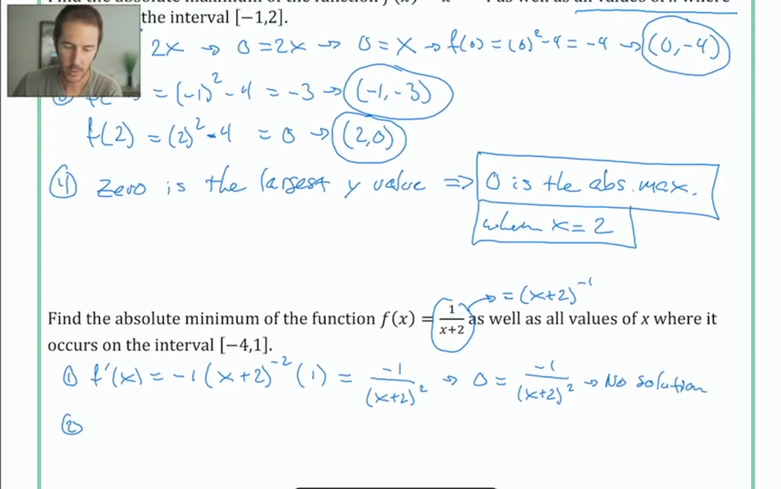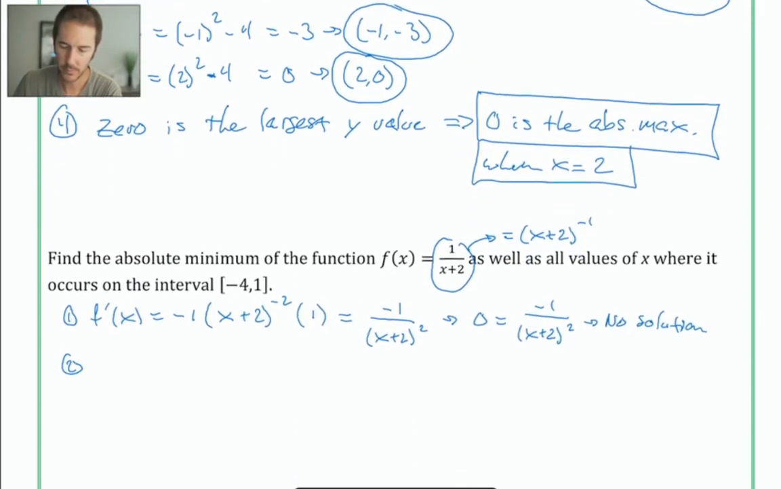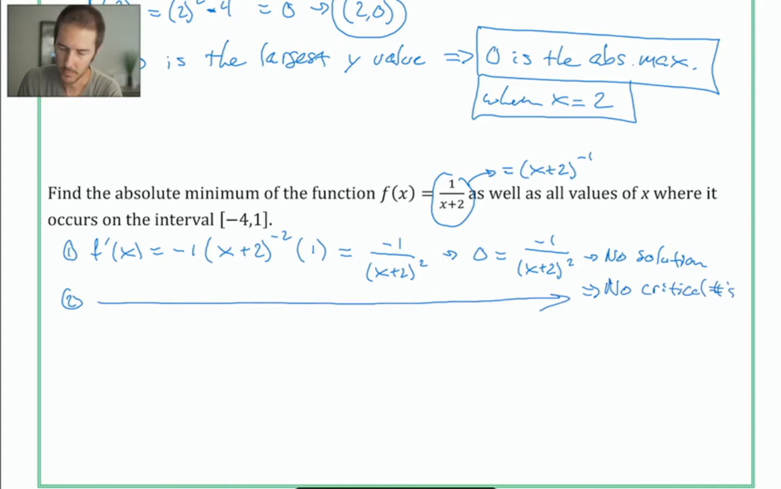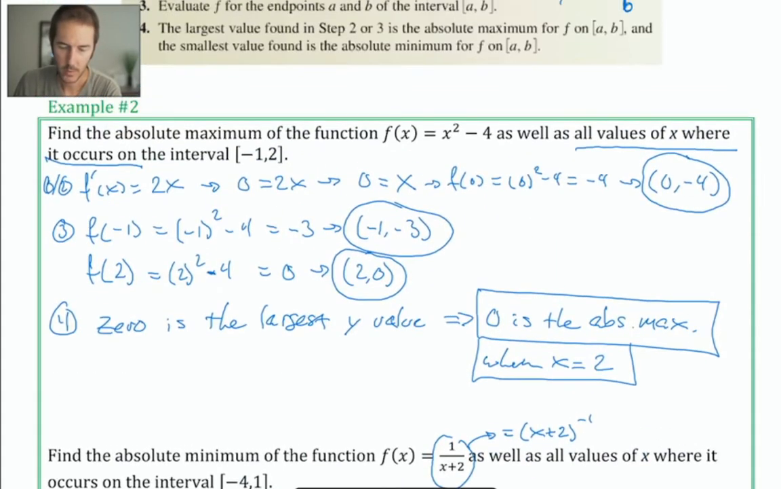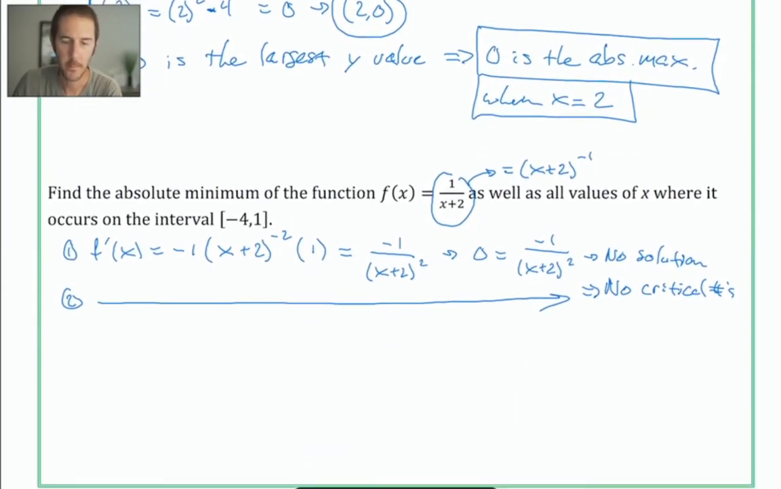Step number 2, how was it described? Evaluate f for all critical numbers. No solution, therefore no critical numbers. Very good. There's number 2. Number 3 tells us right at the top of the screen to evaluate our function for the endpoints. Let's do that.